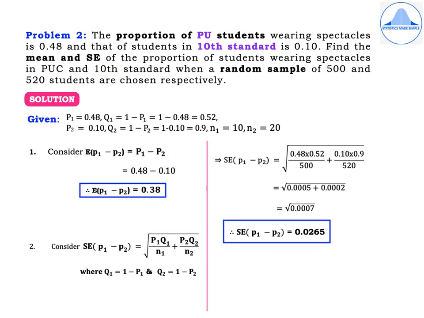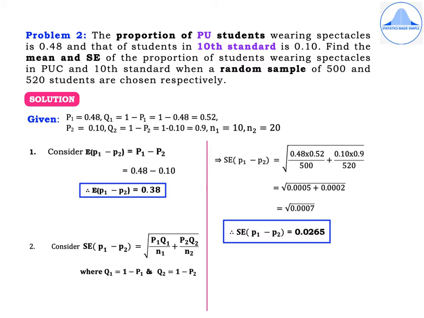2. The proportion of PU students wearing spectacles is 0.48 and that of students in 10th standard is 0.10. Find the mean and standard error of the proportion of students wearing spectacles in PUC and 10th standard when a random sample of 500 and 520 students are chosen respectively.